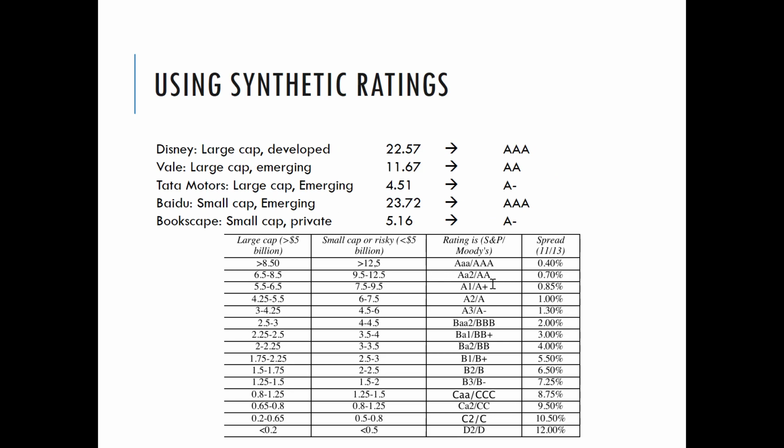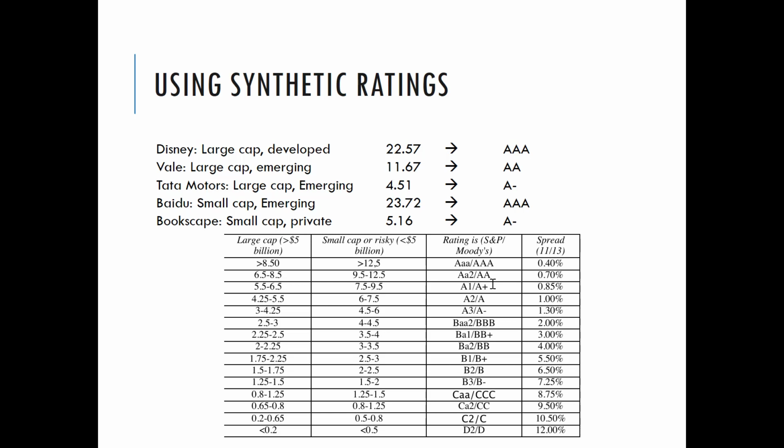Again, those ratios we then use in conjunction with a table like this. So for example, for Disney, which has 22.57 as their interest coverage ratio, we then look through this table and try to find where it's placed. Disney is a large company that's in a developed country, so we'd use the left-hand column, and it's above 8.5. In fact, it's 22.5. It's quite far above 8.5, which means they have the best rating, which is AAA.